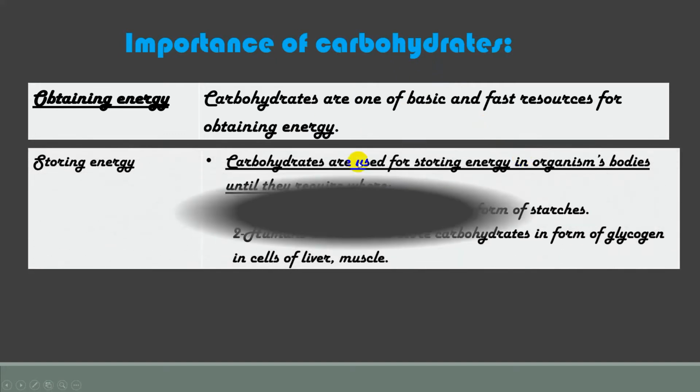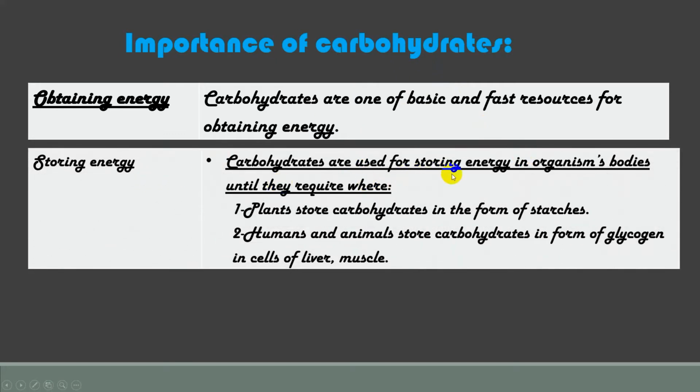What else? Storing energy. Carbohydrates are used for storing energy in the organism's body until they are required. It means that carbohydrates are stored, for example, in plants in the form of starch, and in humans and animals in the form of glycogen in cells of the liver and muscle. Meaning that sugars are stored in the body of the living organism as a source of energy if the body needs it. For plants, the carbohydrates are stored as starch in the leaves, and for animals and humans they are stored in the liver or muscles as a polysaccharide, which is glycogen.